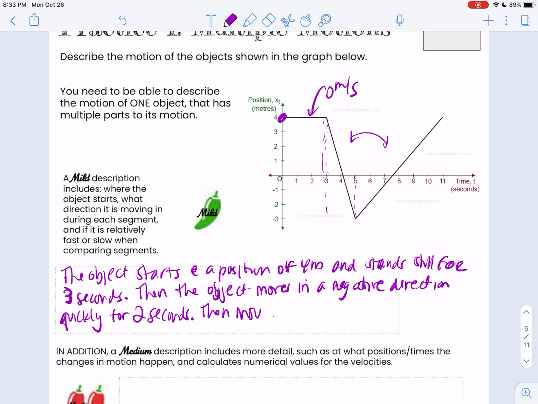Then moves slowly in a positive direction, okay, or slower, right? It might not be slow, but it's slower than the other one. For, let's see, 5 to 11. Okay, so that does that for 6 seconds. Okay, all right, so that's just how to describe it really without any numbers or anything.